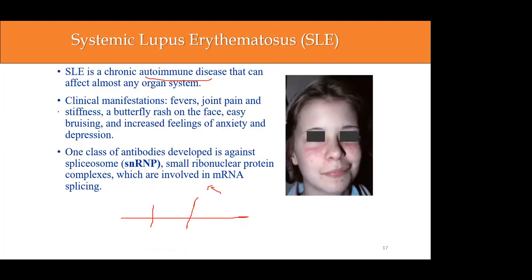Beta thalassemia. Is beta thalassemia a pathological or physiological example? Can someone answer me? Feel free to open the mic and answer, or write in the chat. Yes, beta thalassemia is pathological. Thank you, Saud. Yes.